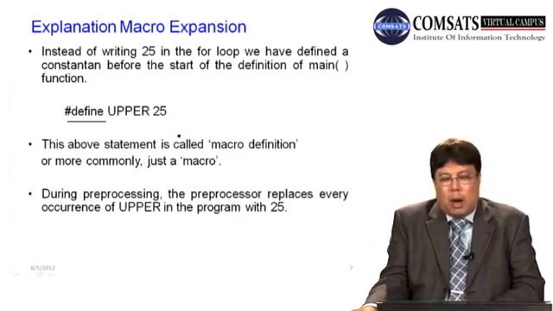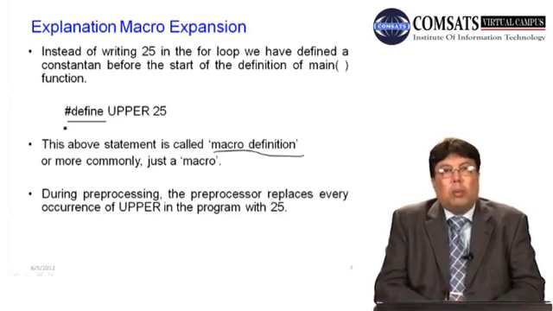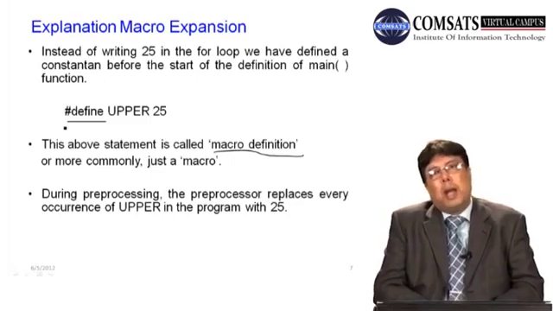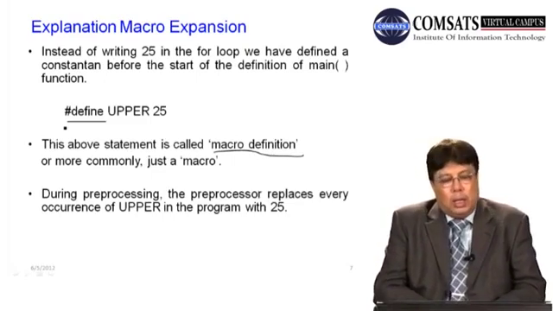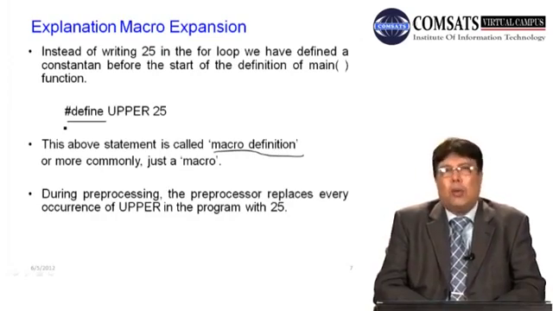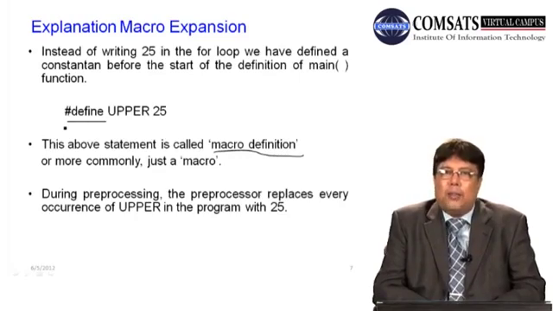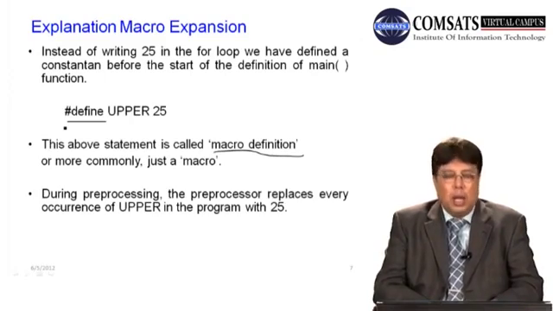The above statement is called macro definition. This is called macro definition, or more commonly we can call it a macro. So whatever we do with the define directive is basically we are defining our macros. We are defining macros to facilitate us for providing different types of data that we want to pass on to the compiler.